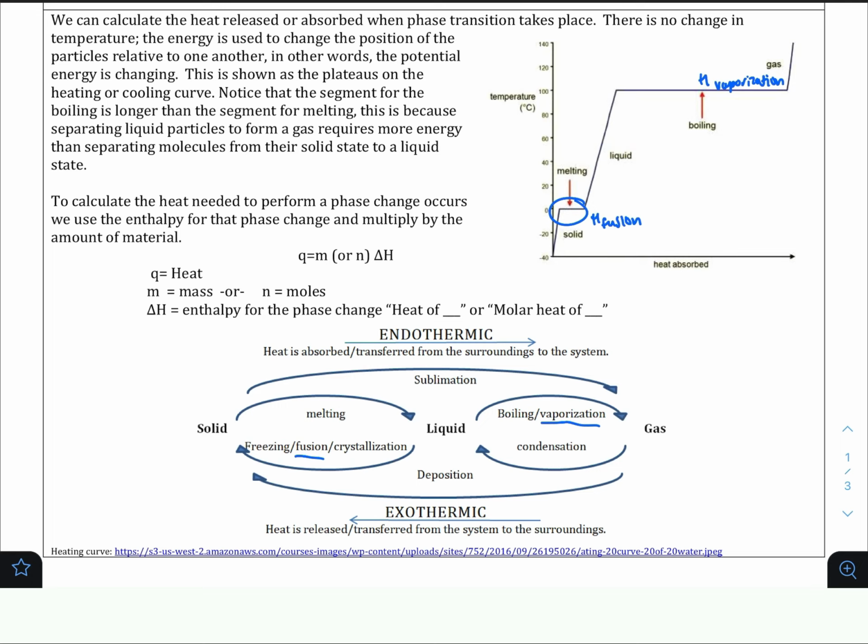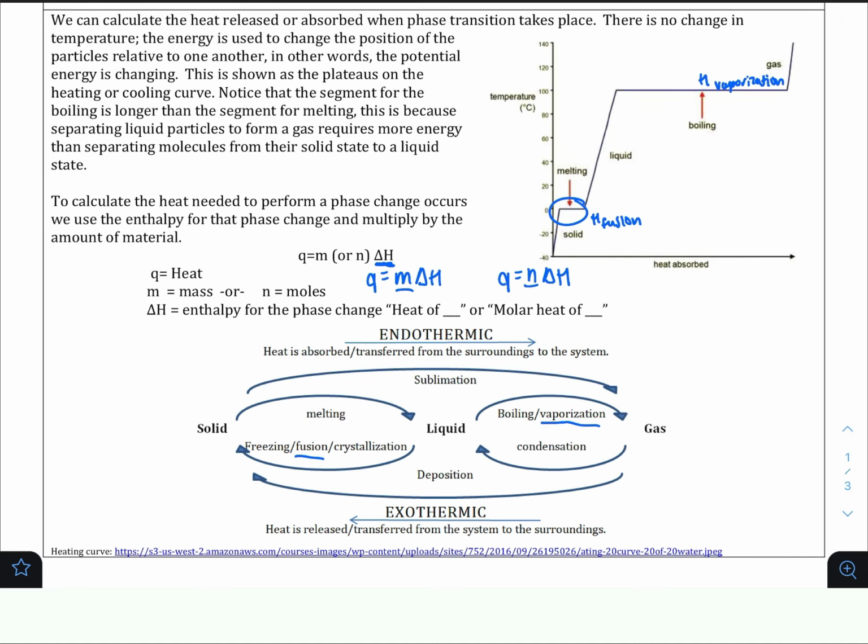Then throughout all of these phase changes, we can use this equation, or technically these two equations. However, they are saying the same thing. Q is equal to m delta H, that's if we have the mass. Or we use the exact same equation, but instead of mass, we now have the moles, n. What's going to determine whether you use m versus n is the units on delta H. If it is something per mole, then you use the moles. If it's something per gram, you use the mass.